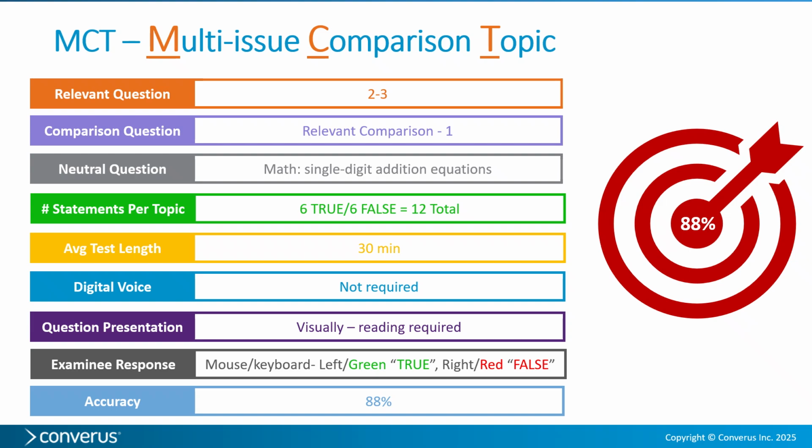The average accuracy of MCT is up to 88%, depending on whether the test has adhered to best practices, which are discussed in our Basics of Lie Detection presentation.